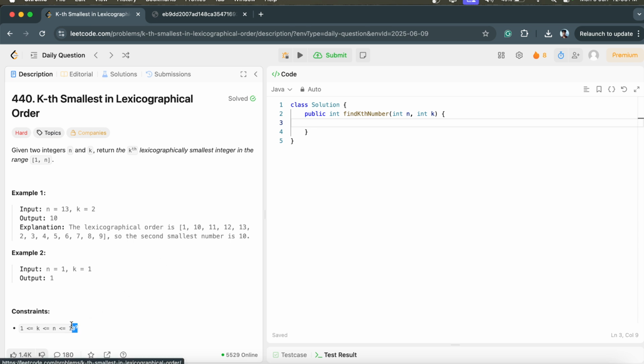So since the constraint is pretty much larger, if we try with big O of n, that will also give us the TLE. Okay. So yes, how to solve this particular problem, right? Whatever we tried with the DFS tree-like structure, with that only we'll try to think how we can improve the solution.